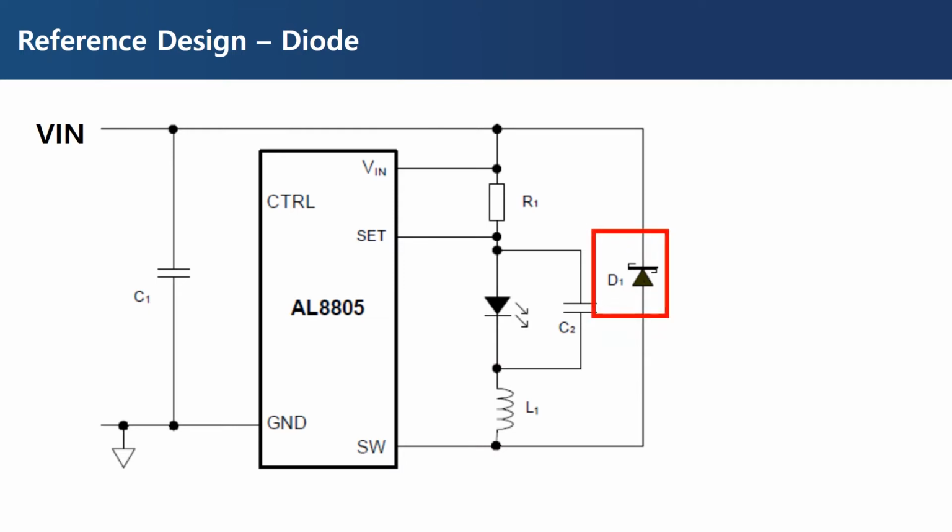Next is the diode. This diode should also carry a current of up to 1 ampere, so we need to use a diode with an average forward current of 1 ampere or more. Also, since the maximum input voltage is 36 volts, you should use a diode with a reverse voltage of 36 volts or higher. Therefore, we will use a Schottky diode for fast switching and minimum voltage drop, with an average forward current of 2 ampere and a reverse voltage of 40 volts.